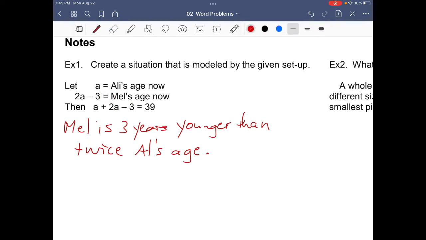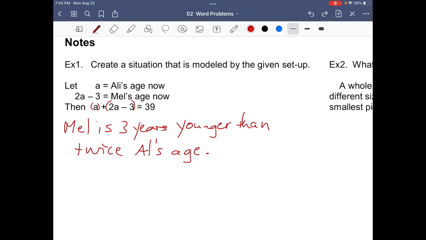All right. What do we got here? A + 2a - 3. Do you sort of see the two expressions, the two quantities that I put parentheses around? Each of those is a person. A, this first one here, that's Allie. 2a - 3, that's Mel. So what's happening with Allie and Mel?